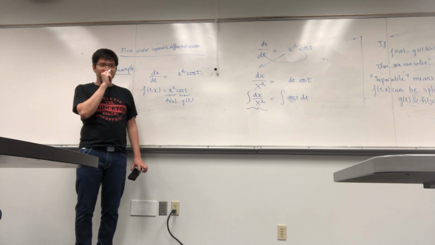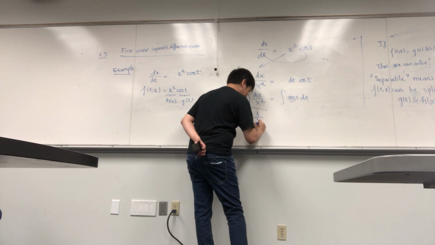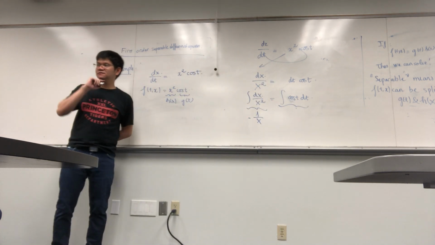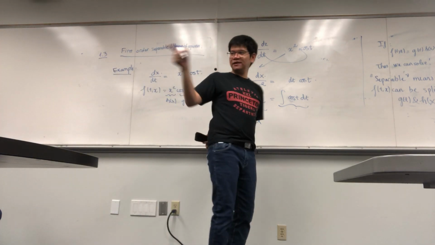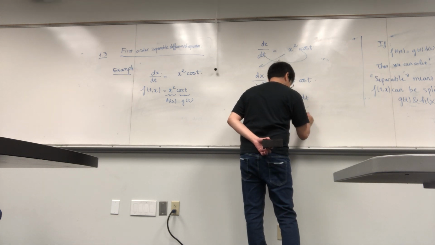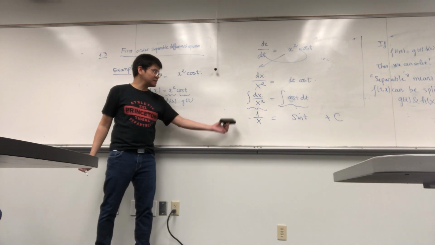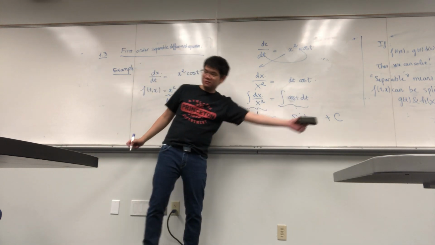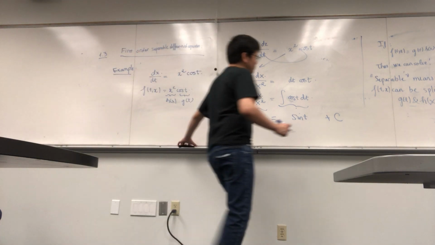Negative 1 over x. So I have negative 1 over x. And what is the antiderivative of cosine t? Sine t plus... So you're going to have sine of t. And of course, you have to have a plus c on both sides. Basically, I have a c here and a c here, so I can put one c on the right hand side.